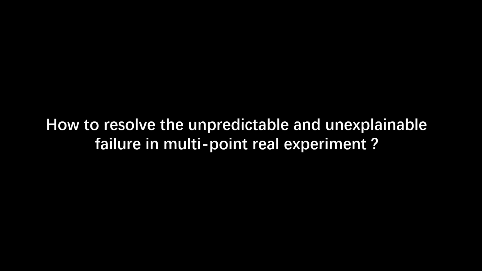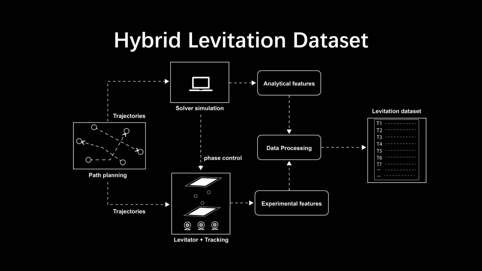So to characterize such unpredictable and unexplainable phenomena, we seek to foster rigorous analysis and algorithm development based on a historical dataset. However, we realize that the missing key in this domain is the absence of a dedicated dataset. As a first step, since we noticed such instability issues in our real experiments, we decided to create a hybrid levitation dataset with both simulation features and experimental features to describe the dynamic levitation process.